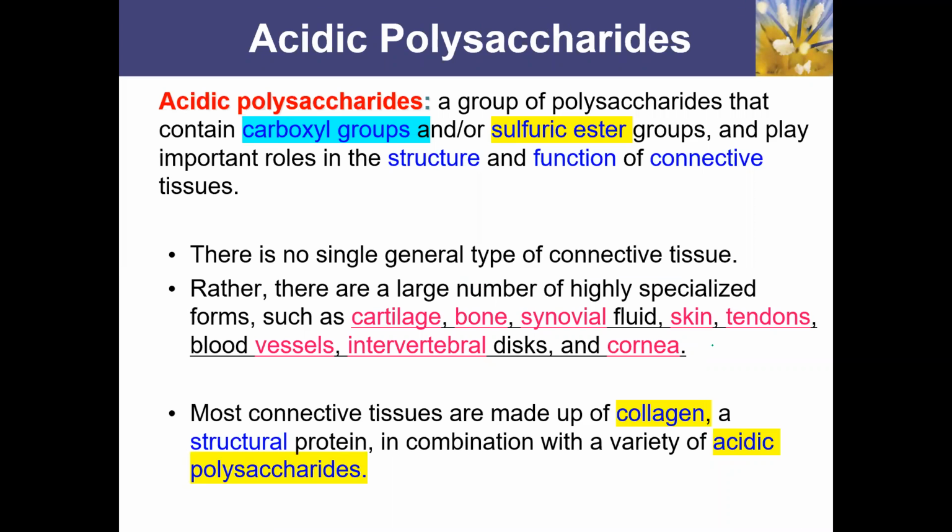Then we have the acidic polysaccharides. Acidic polysaccharides are basically a group of polysaccharides that contain either carboxyl groups or sulfuric ester groups. Polysaccharides with the carboxyl group play a very important role in the structure and function of our connective tissues. You know what connective tissue is, right? Whether we talk about cartilage, bones, synovial fluid, skin, tendons, blood vessels, everywhere you will find these acidic polysaccharides. One very good example is hyaluronic acid. Last time I told you that this is a very important component of connective tissue. It's present in the synovial fluid. So it's an acidic polysaccharide.